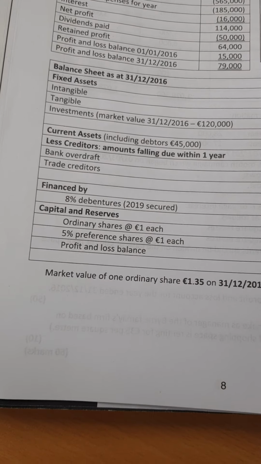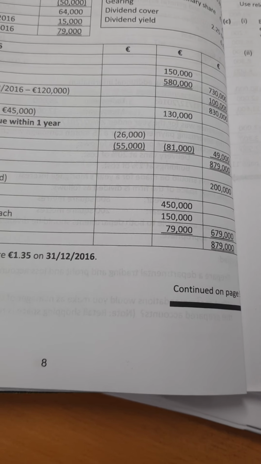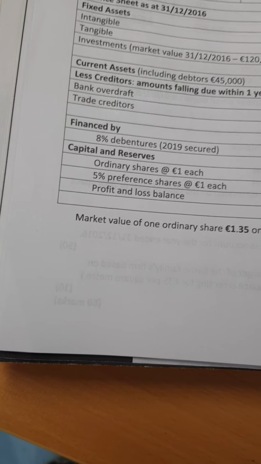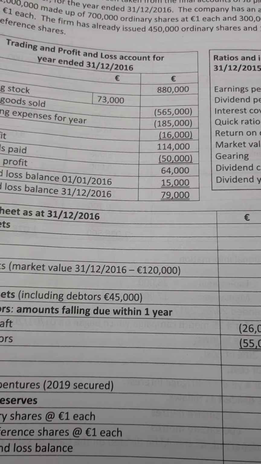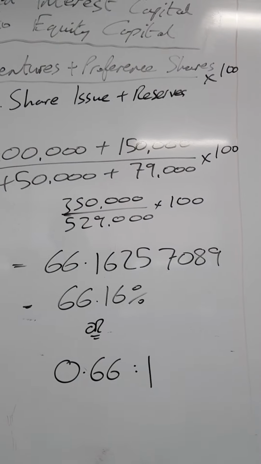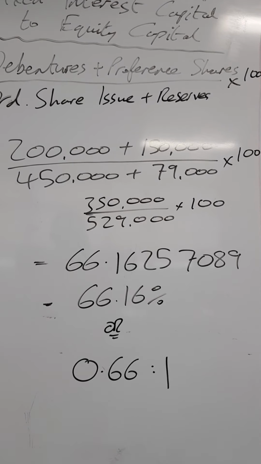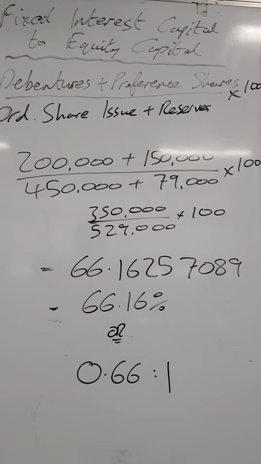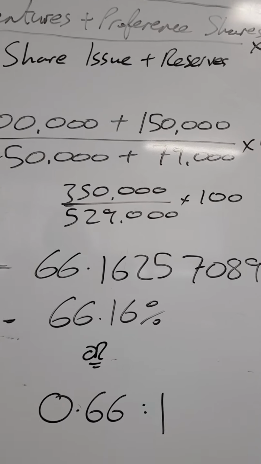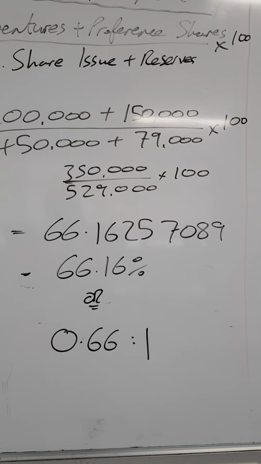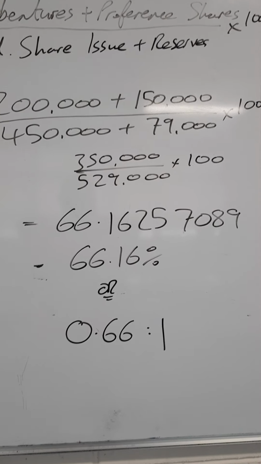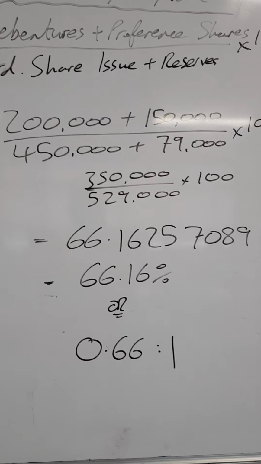Where does that come from? Firstly, it's your ordinary shares issued, which is 450,000. Your reserves is just the balance on your profit and loss account, which is also at the end of your profit and loss account. So when you put those together, 200 plus 150 gives you 350,000, divided by 450 plus 79 gives you 529, multiplied by 100 gives you 66.16257089, rounded to 2 decimal places is 66.16%.